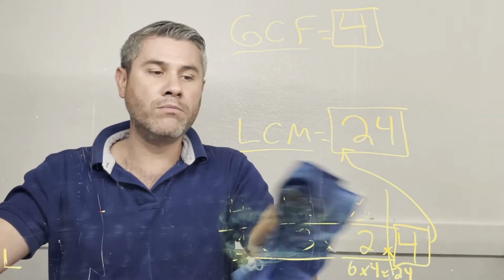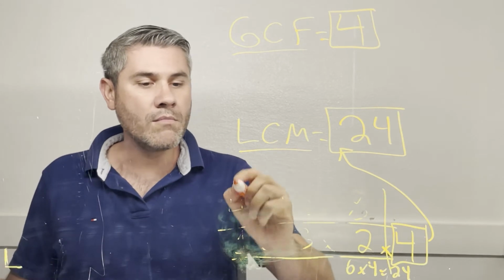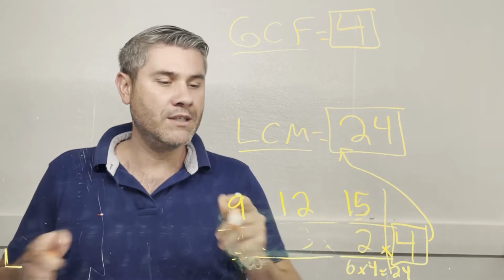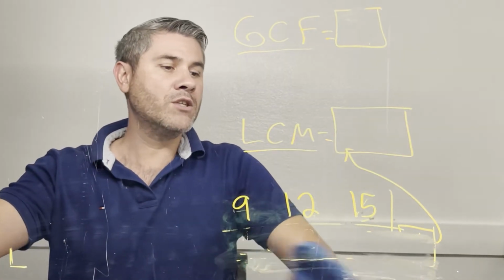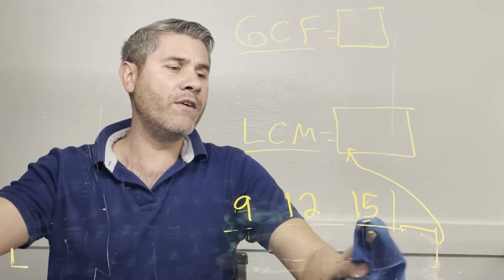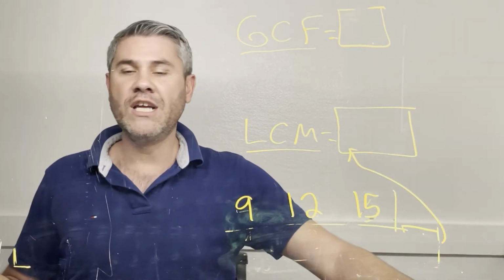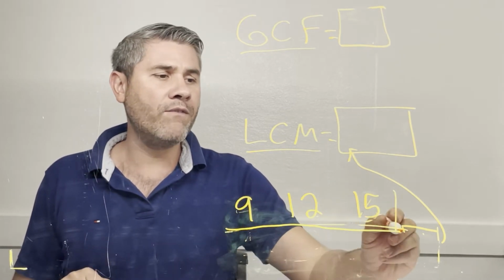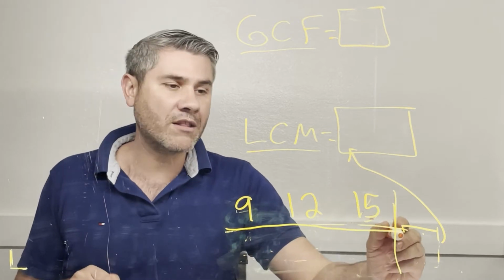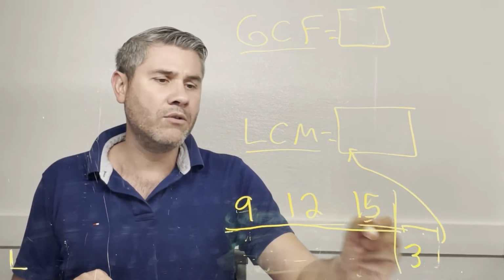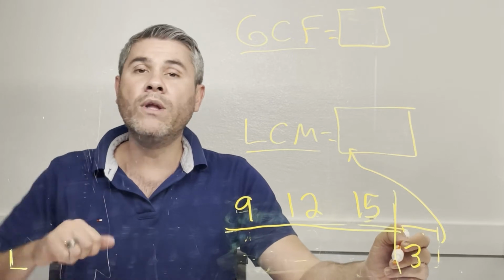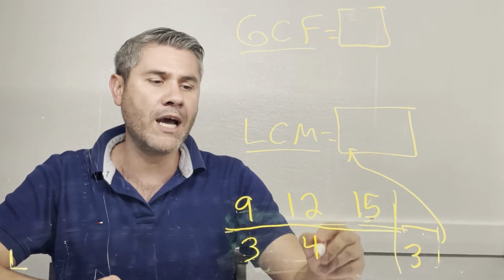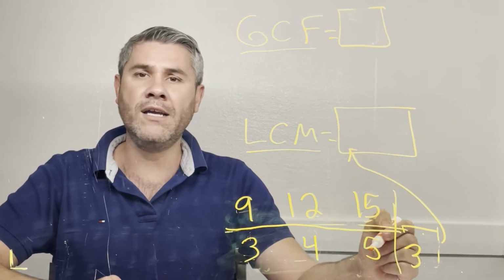So here, let's change them to 9, 12, and 15. Now we're trying to compare 9, 12, and 15 to find the GCF as well as the LCM. So what do 9, 12, and 15 have in common? All of them are multiples of 3. 3 goes into 9, 3 goes into 12, 3 goes into 15. So we divide by that common factor. 3 goes into 9 3 times, 3 goes into 12 4 times, 3 goes into 15 5 times.